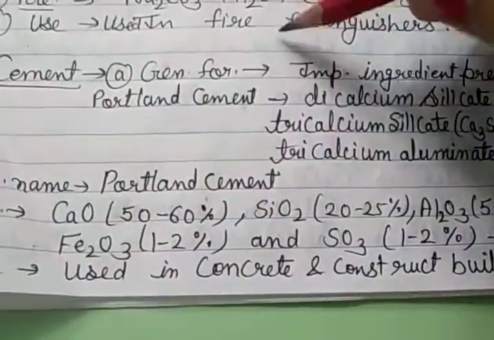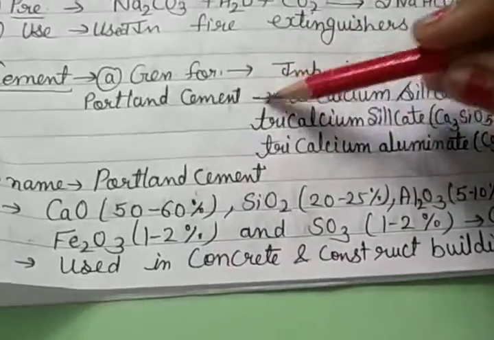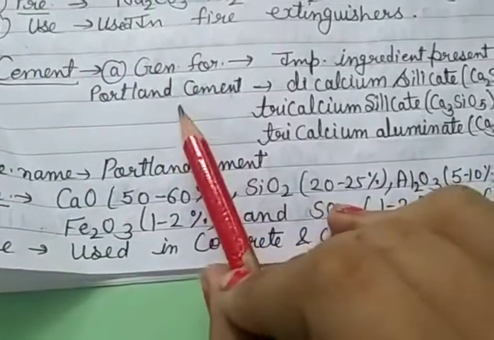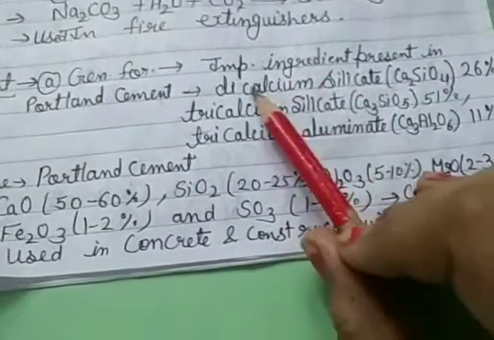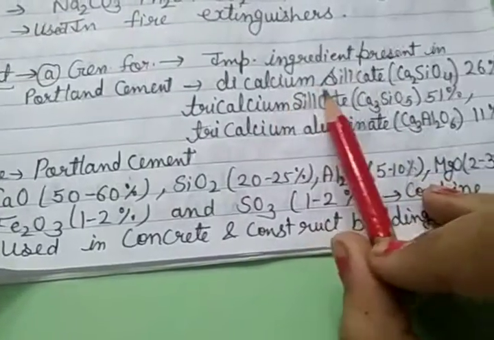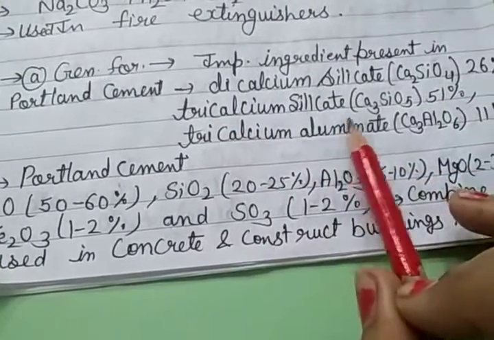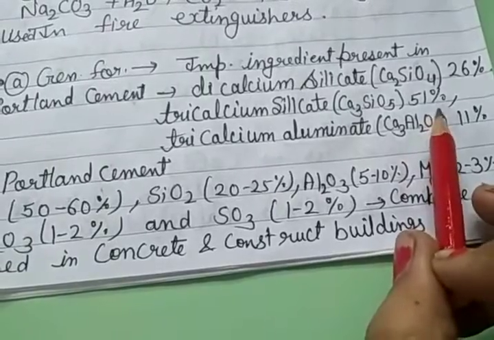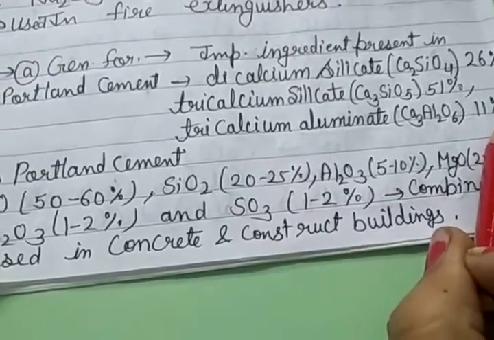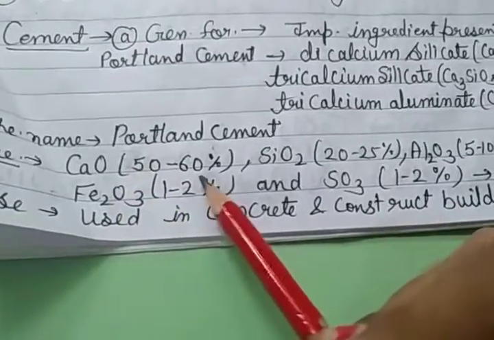Then cement. It is an important ingredient present in the Portland cement, because in modern terms the name is Portland cement. Which ingredients are present in Portland cement? Dicalcium silicate, Ca2SiO4, 26%. Tricalcium silicate, Ca3SiO5, 51%. Tricalcium aluminate, Ca3Al2O6, 11%. Its chemical name is Portland cement.